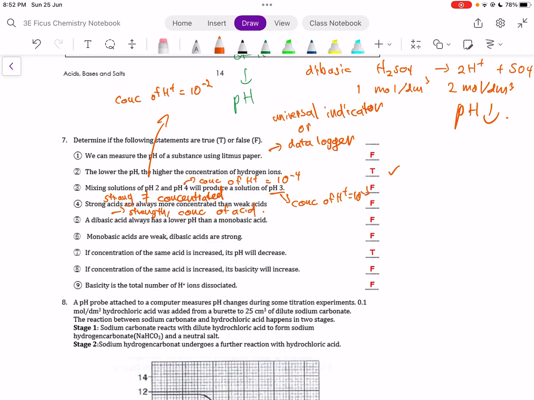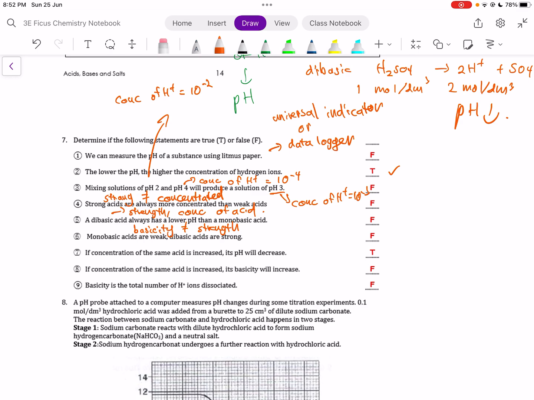That's not the sole factor affecting the pH. Monobasic acids are weak, dibasic acids are strong. Okay, basicity has nothing to do with strength actually. They are not related at all. That's why this is false.